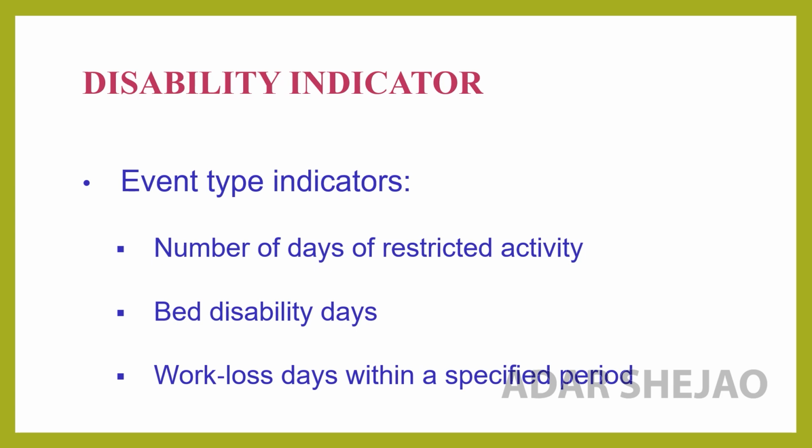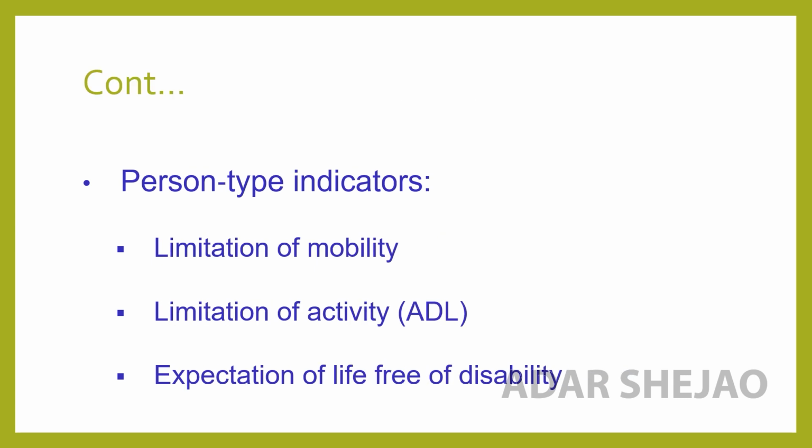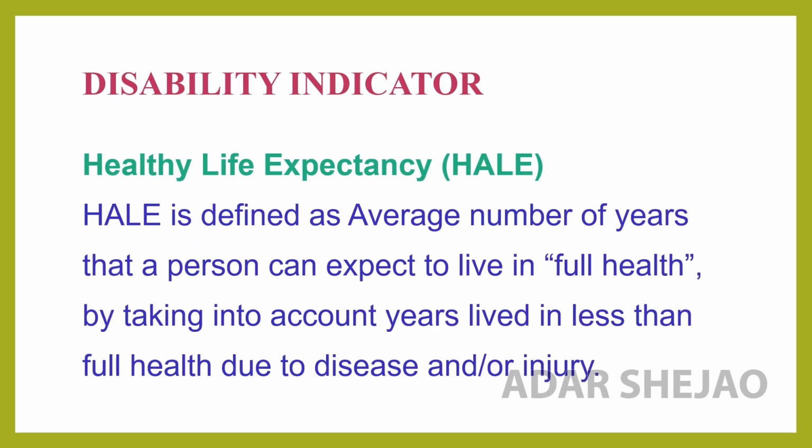Event type indicators. Number of days of restricted activity. Bed disability days. Work loss days within a specified period. Person type indicators. Limitation of mobility. Limitation of activity, ADL. Expectation of life free of disability. Healthy life expectancy, HALE. HALE is defined as average number of years that a person can expect to live in full health, by taking into account years lived in less than full health due to disease and/or injury.